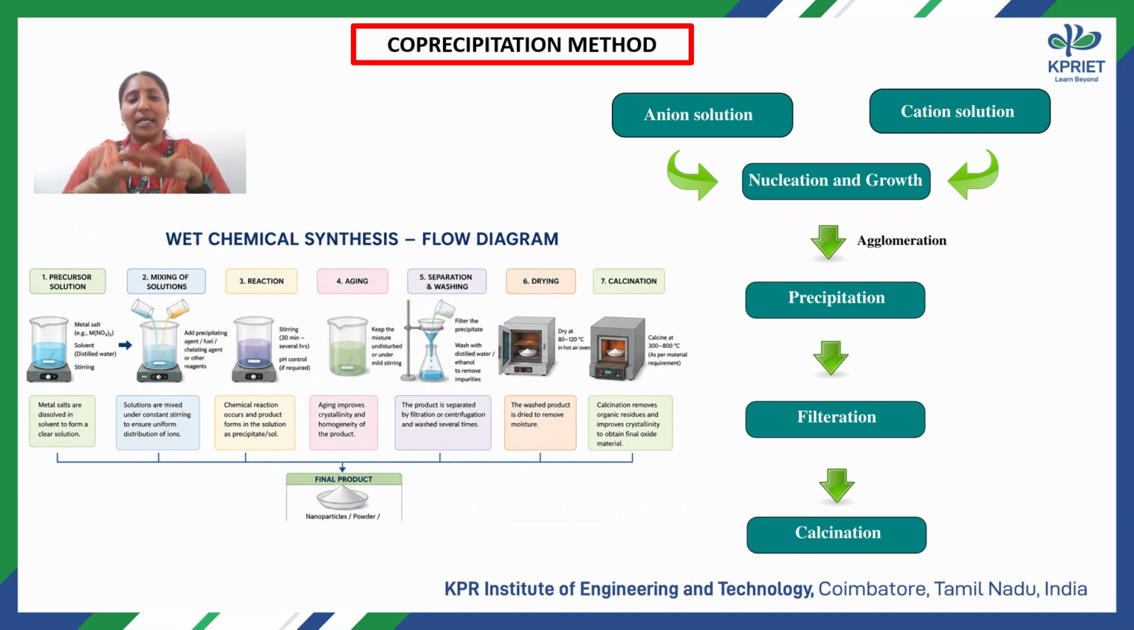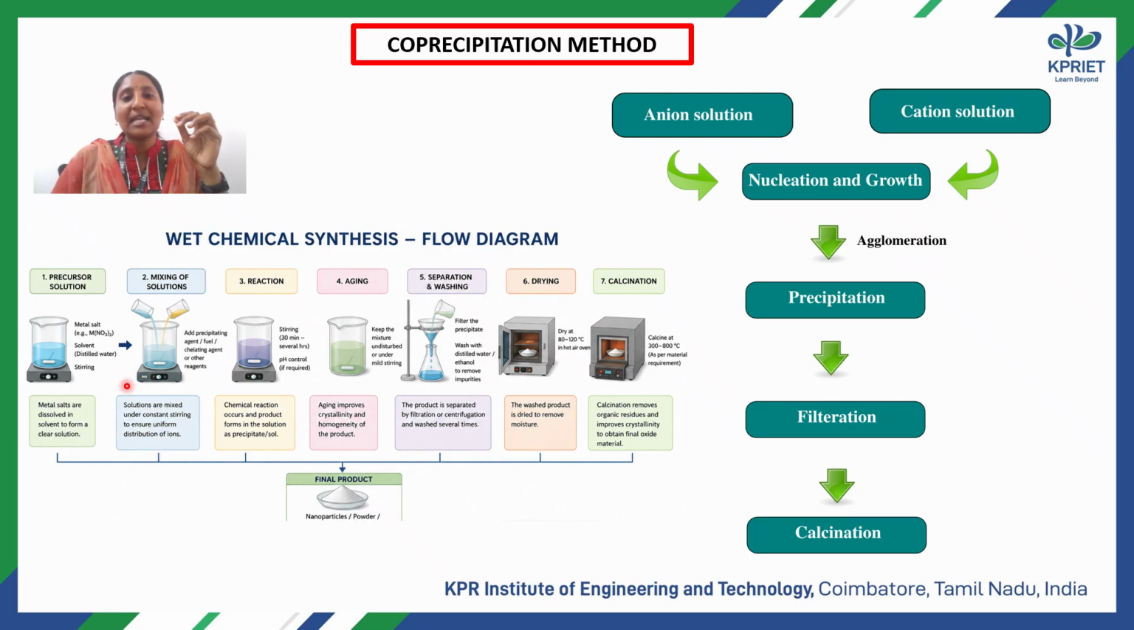Out of all the synthesis methods, in this video I will discuss two methods in detail. One is wet chemical synthesis and the other one is physical vapor deposition. Wet chemical synthesis is one of the most commonly used methods for preparing powder particles, fine powder or nanomaterials. In this method, the starting materials are usually taken in the form of metal salts, dissolved in a suitable solvent. Usually we use distilled water, double distilled water or ethanol to form a clear precursor solution. So the first step is the precursor solution preparation.